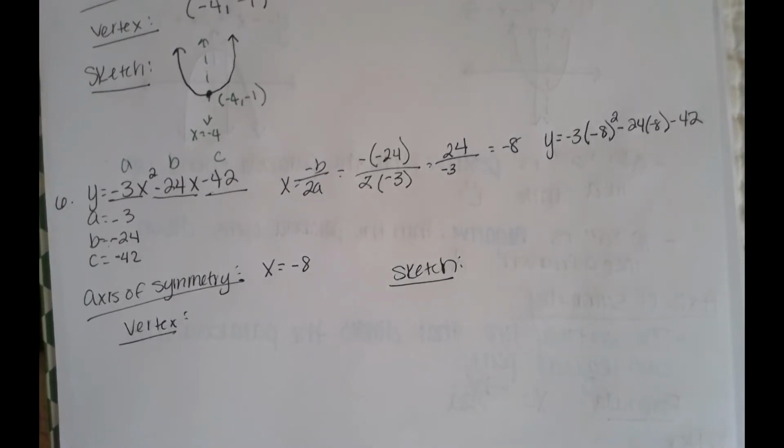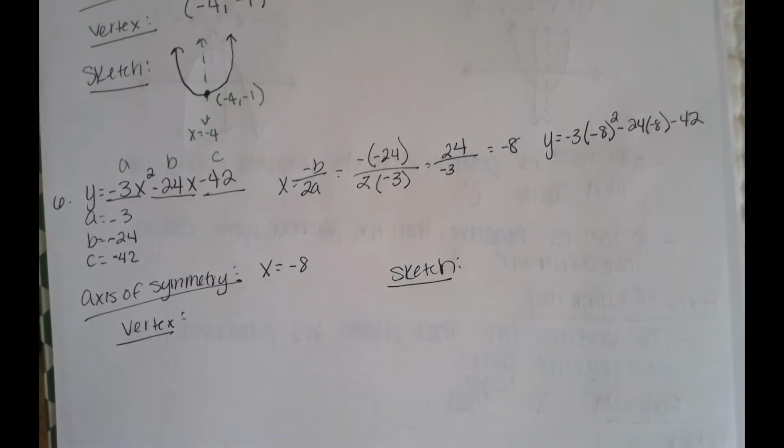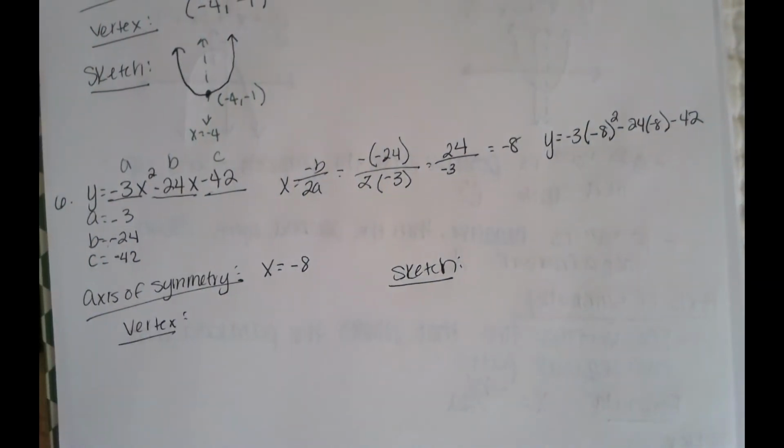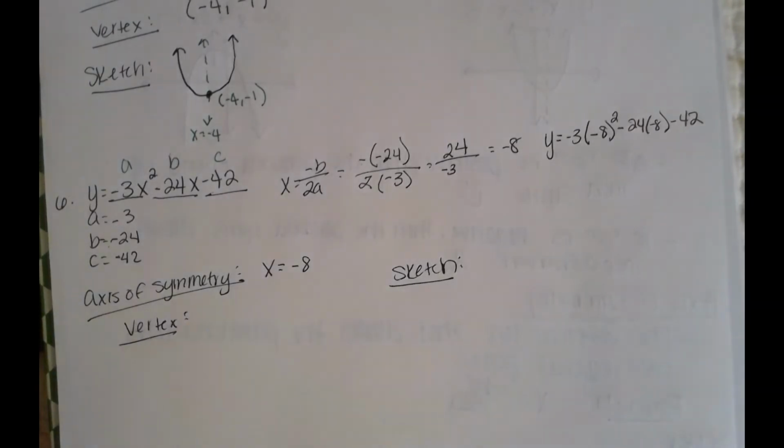That just helps you so that you know, had you not put this in parentheses, then you would have been like, oh, I can do -3 minus 8 and then square that. But no, that would be completely wrong. And you would have thought that's -24 minus 8 instead of -24 times 8. So remember, put everything in parentheses.